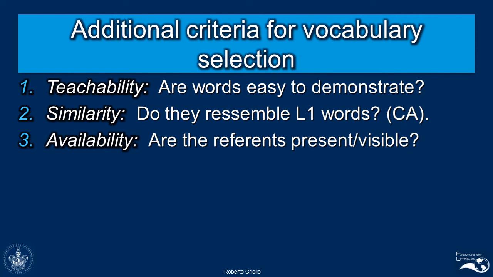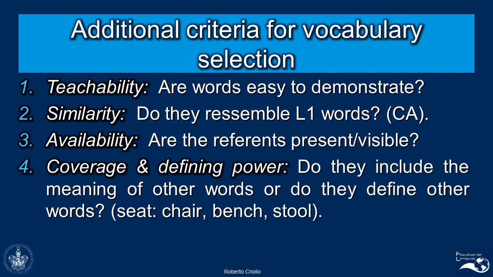Another thing is availability. In this case, we ask ourselves if the references are present or visible in the immediate classroom environment. And this will be the case of words such as eraser or board or pencil or computer, because all of these objects are going to be in the classroom. They're going to be easy to show. The students are going to need to talk about them because in the classroom environment these words will be necessary, and that's why they can also be taught earlier.